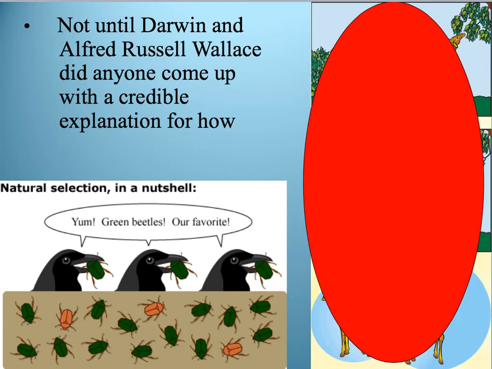And what they found is natural selection in a nutshell. You see these birds here, yum, green beetles, our favorite. And over time, only the red beetles survived. What was not common, and you can't see, I wish you could, was this idea that giraffes' necks grew to reach the higher branches, and that because their necks were able to grow, those are the ones that survived. That really didn't hold up with credibility, that there was some type of predetermination within a species.